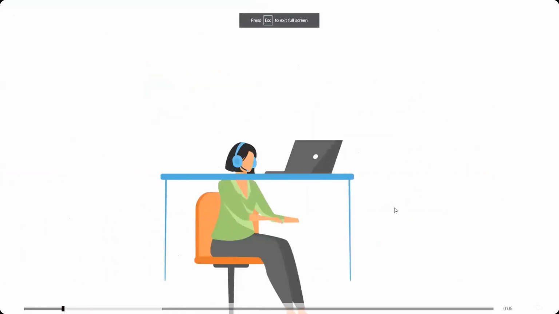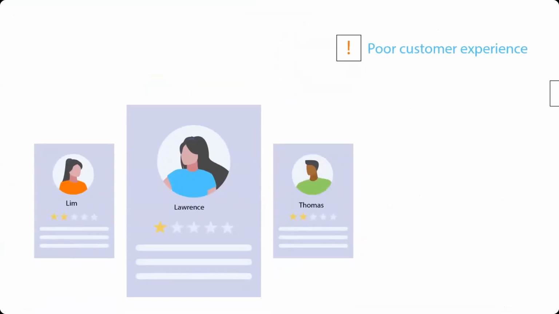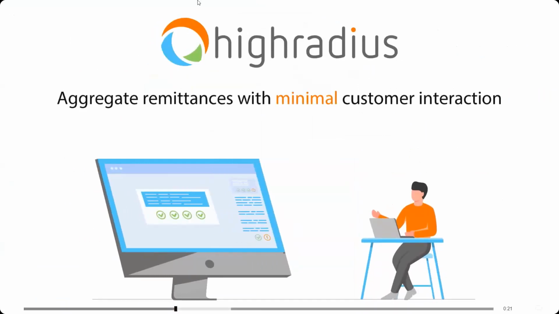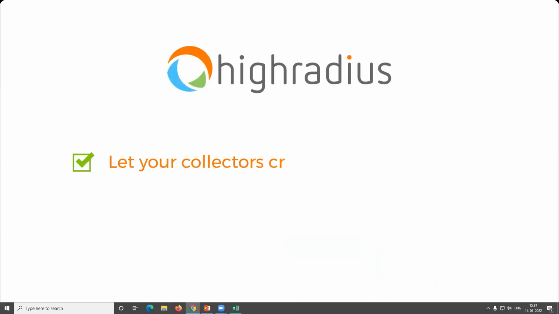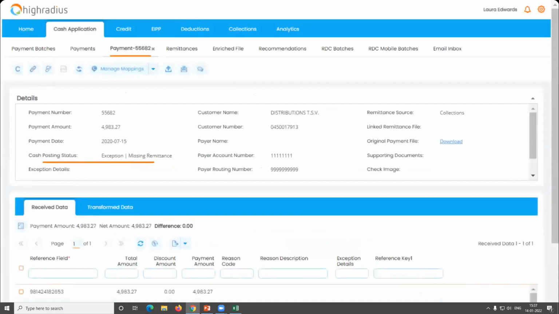Whenever your cash application team encounters missing remittance information, they reach out to the customer. Not only does this create a poor customer experience, but it also slows down the cash application process. HighRadius Integrated Receivables helps your cash application team to access necessary remittance information without interacting with the customers.